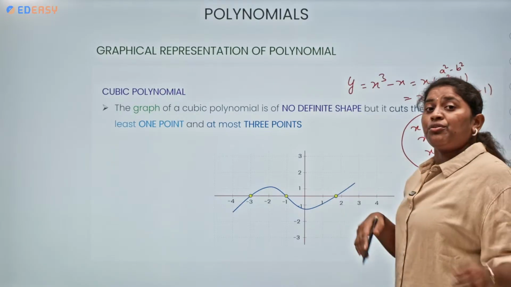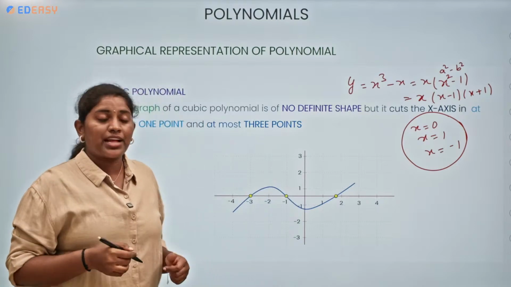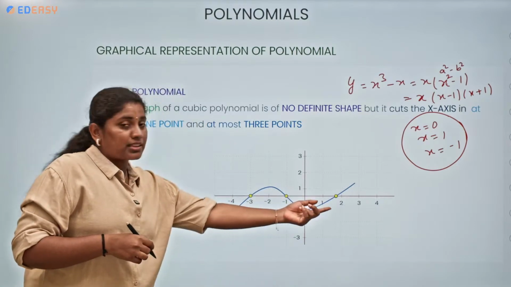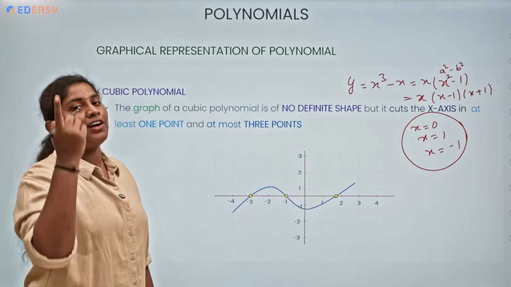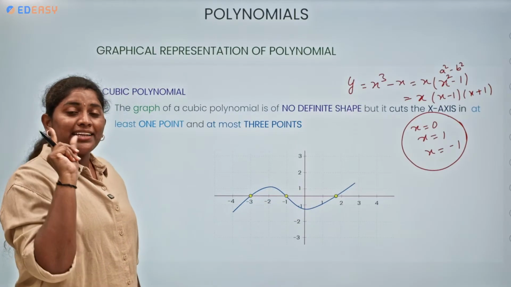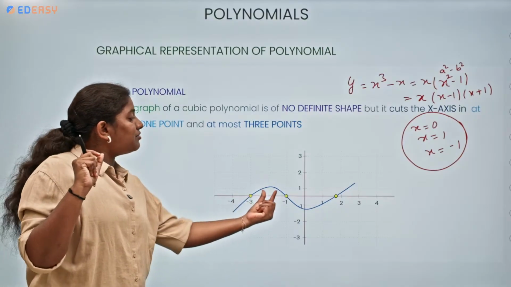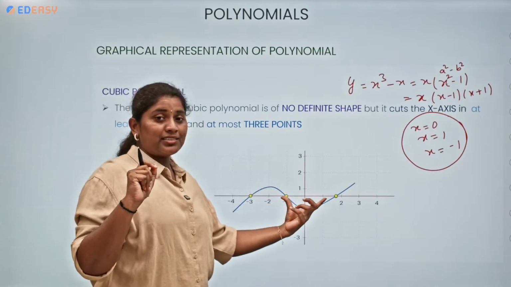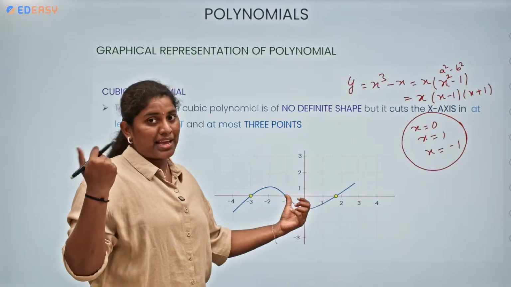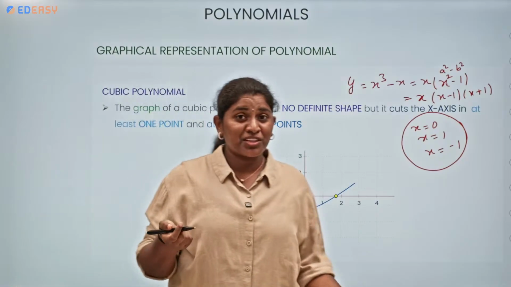Now, if you take the graph of that cubic polynomial, you can observe that the graph will intersect the x-axis at at least 1 point, which is the minimum, and it can intersect at 3 points, which is the maximum. Now let's see the questions from the students.